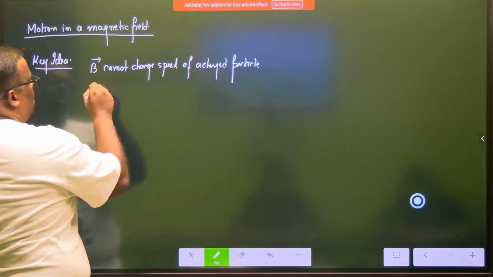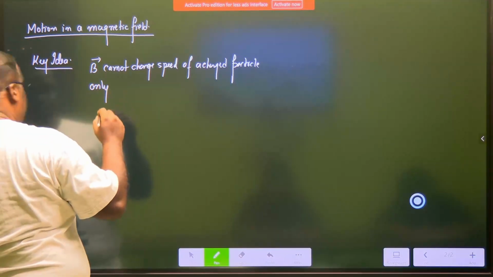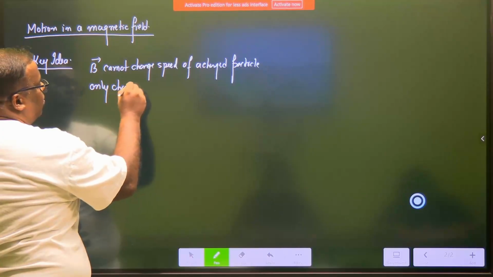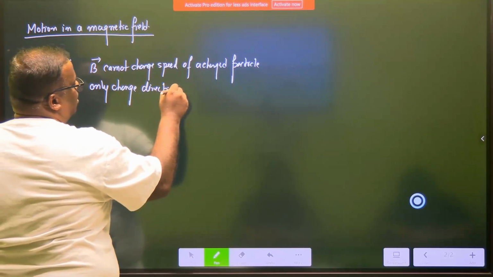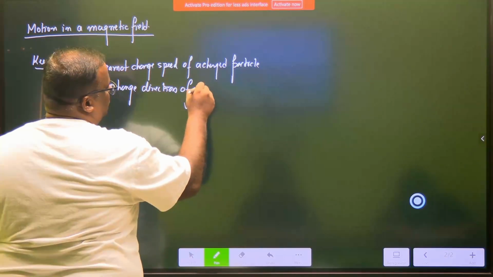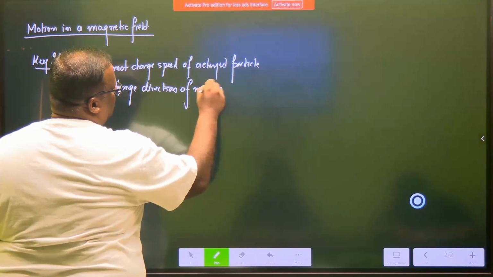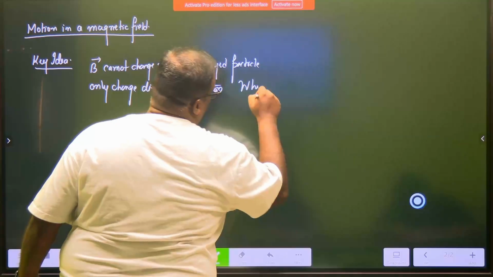B can only change the direction of motion. This we wrote as statements. Now we need to understand why does this happen? Why?